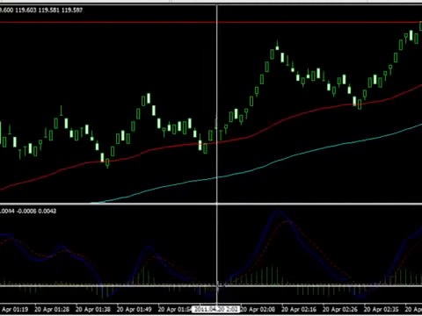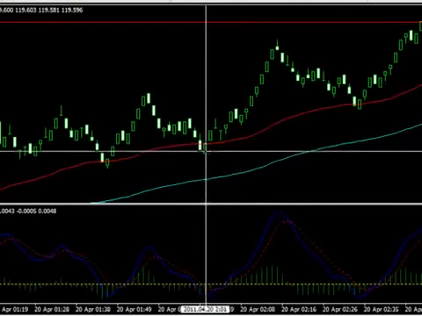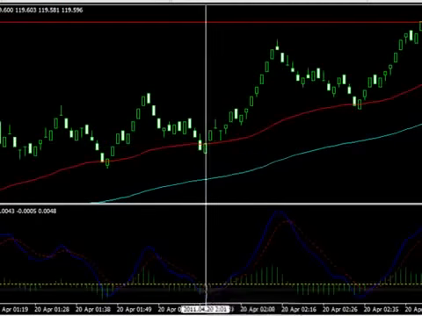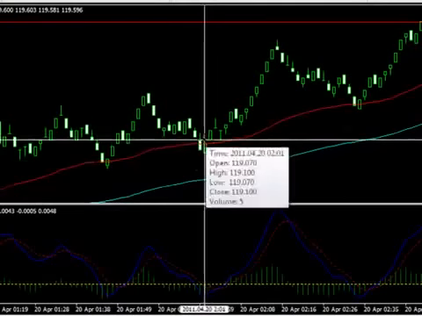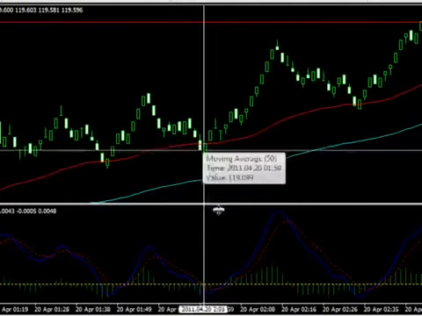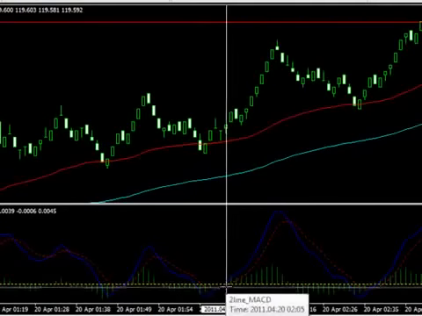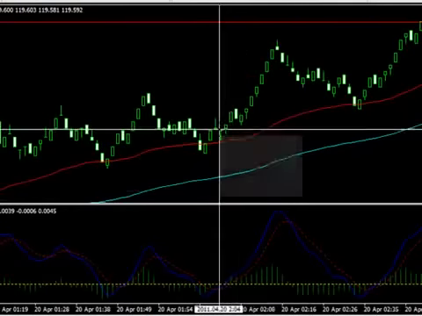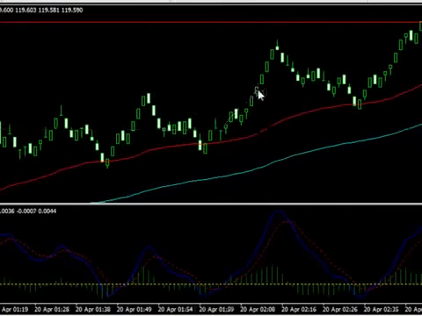And again, another setup shortly after that. Comes down into the 50, bounces off, we get a cross. These two things have to happen at the same time. Okay, so it comes into the 50, great. And then we look to the MACD. Is it below the zero line? Yes. Has it crossed? Yes. Now we can go long. And that's 26 pips there. But again, we could get out here at this previous swing high, use that as an exit.